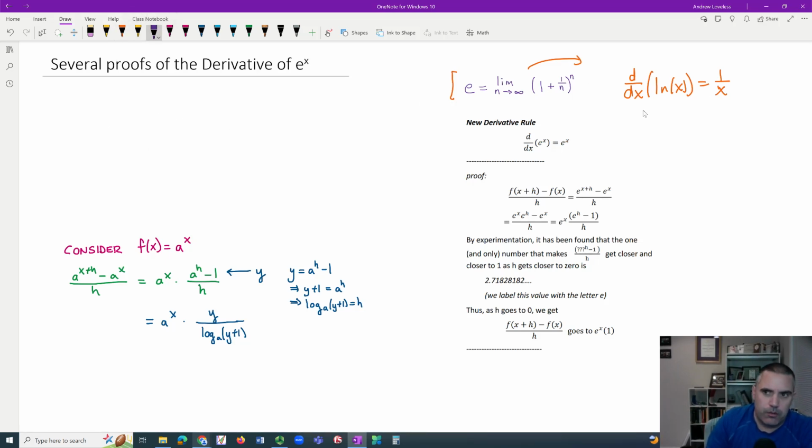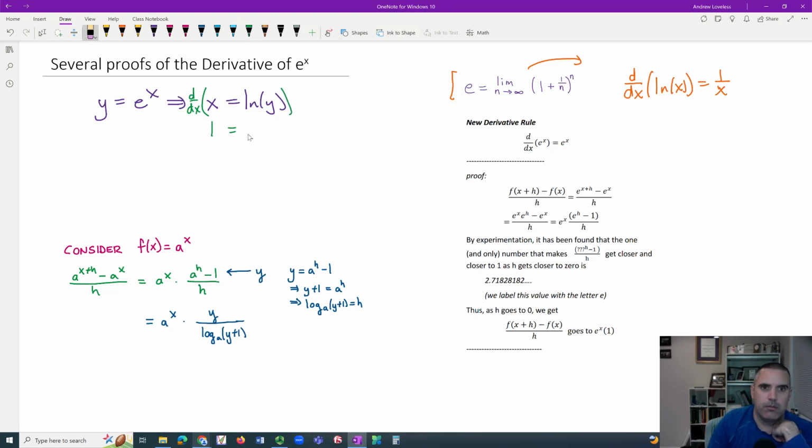If you do know the derivative of log, and you want to work with e to the x, you can do the following. You can say, okay, I know this. I can rewrite this as x equals the natural log of y, and then differentiate both sides with respect to x. Now, you can't do that unless you know implicit differentiation, so this is not for everybody. It depends on the course you're in.